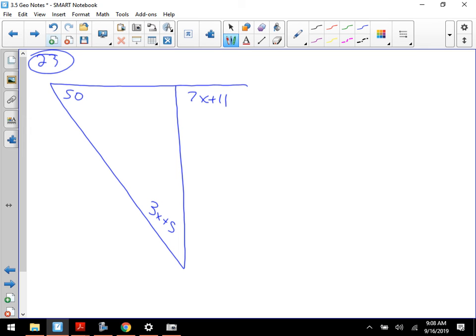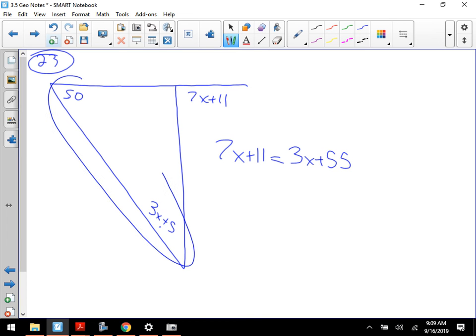Guys. So again, in this case here, we know that the outside angle is equal to the sum of the two it doesn't touch. So 7x plus 11 is 50 plus the 3x plus 5. Is everybody okay that I wrote 55 right away? So I have to add these two together. The sum of the two it doesn't touch, because the outside angle is the sum of the two it doesn't touch.